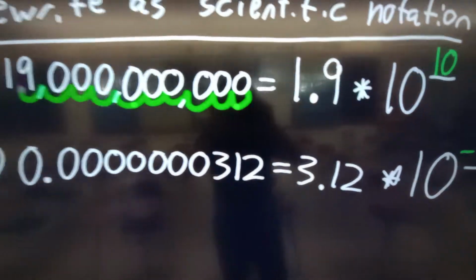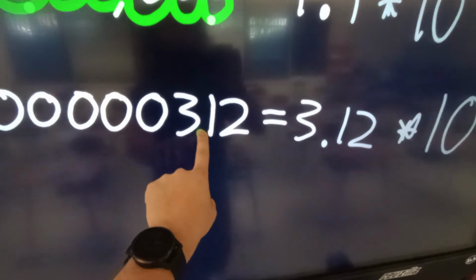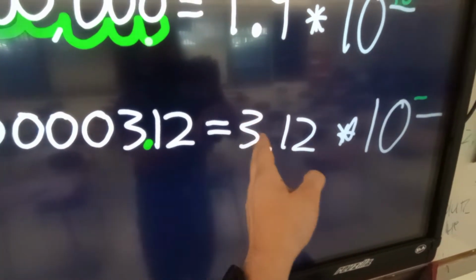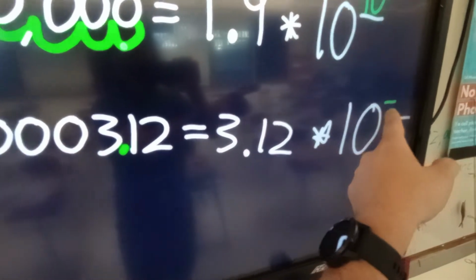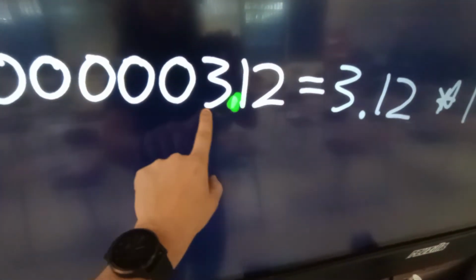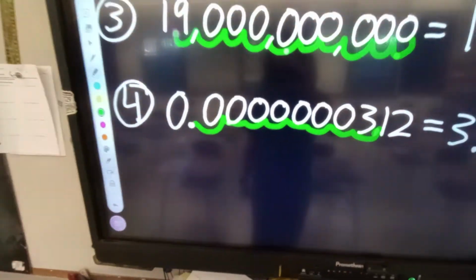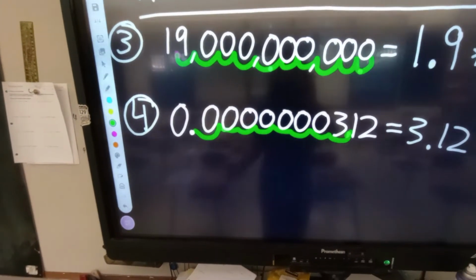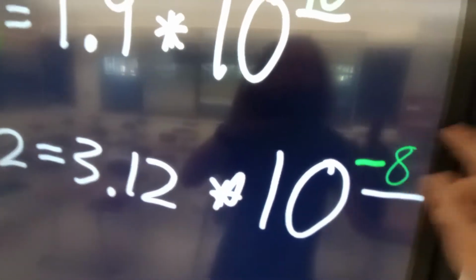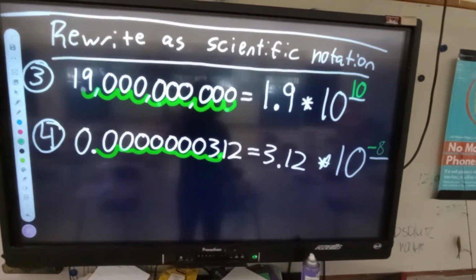The next example is kind of the opposite. We want our decimal to be here because we want only one number to the left of the decimal. So we should end up with 3.12 times 10, but this time it would be to the negative power because to get back to our original decimal, we would have to move 1, 2, 3, 4, 5, 6, 7, 8 spaces to the left, meaning my answer for this one should be negative 8 because I have to move 8 spaces to the left to end up at my original spot.